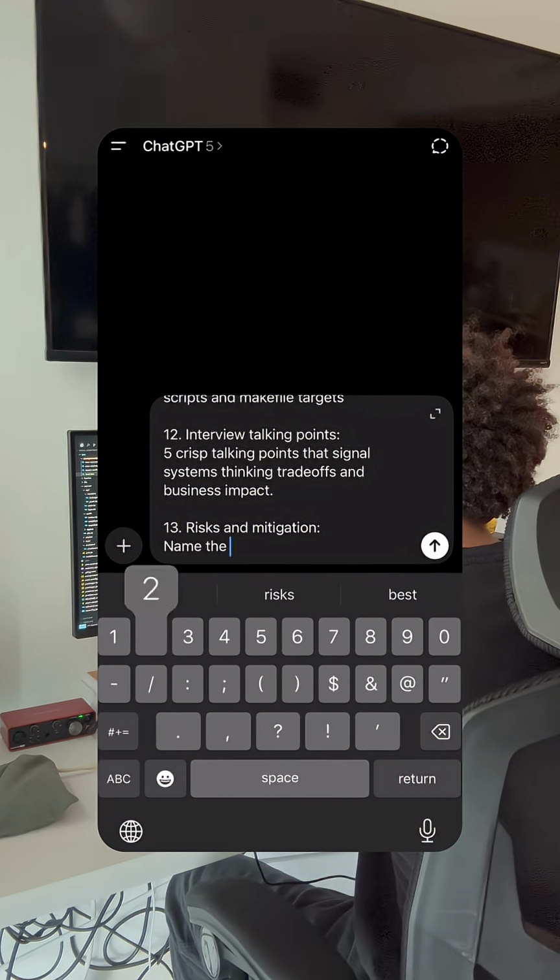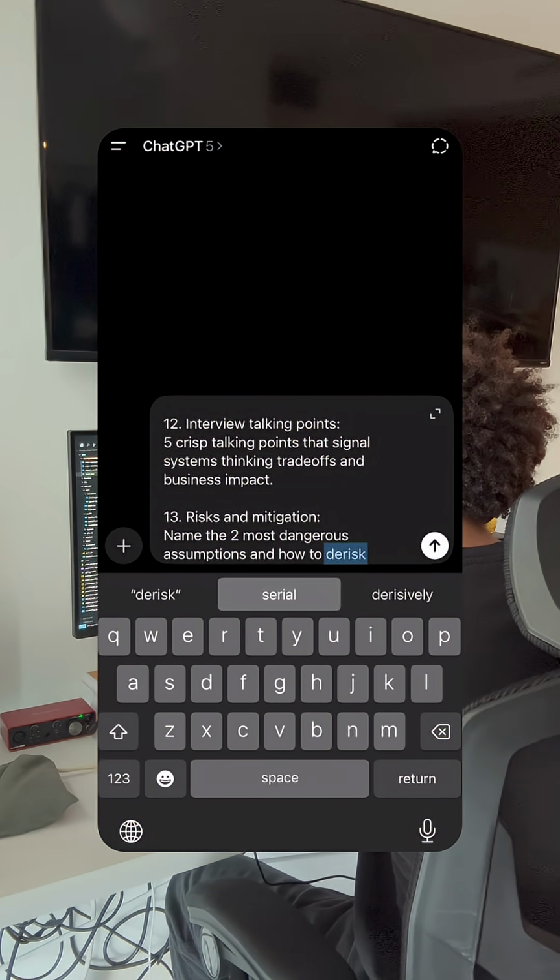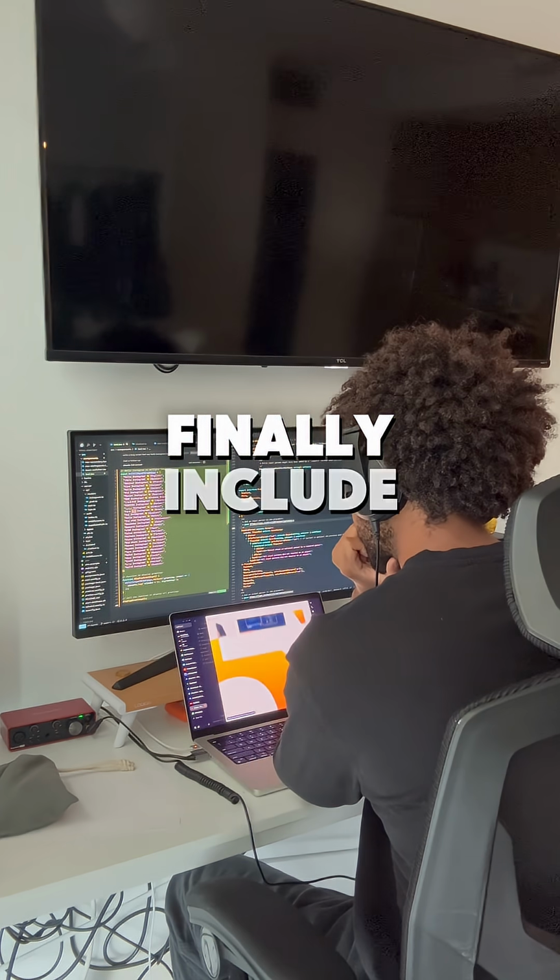13, risks and mitigation. Name the 2 most dangerous assumptions and how to de-risk them fast. Finally, include these inputs for yourself.